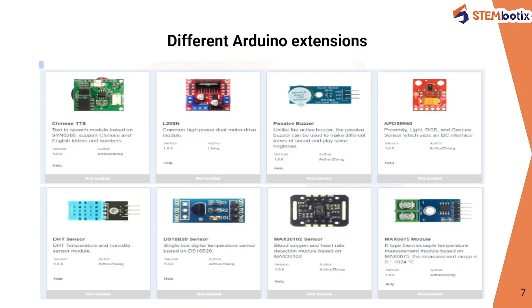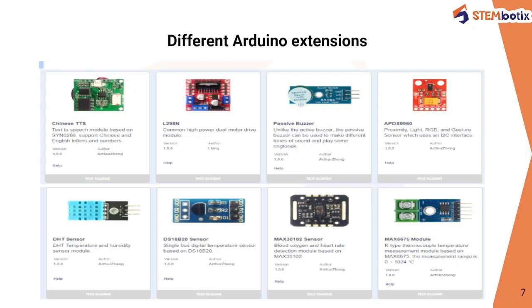Next, which is the APDS9960, which is a proximity, light, RGB and gesture sensor which uses an I2C interface. So this extension provides I2C communication with the proximity, light, RGB and gesture sensor, which is the APDS9960. By adding the extension of this module, we can use the configuration of this module, or we can use this library in our Blockzie software.